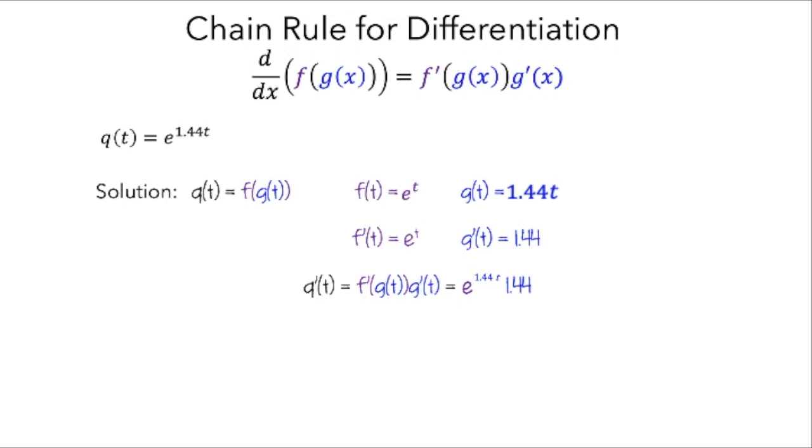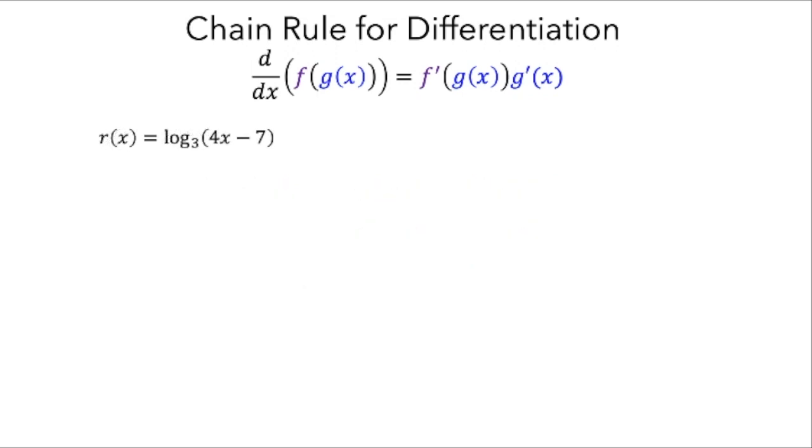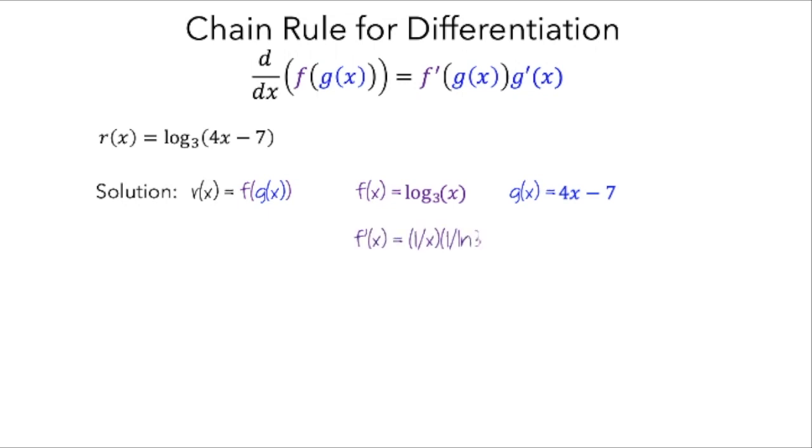Let's look at one more example. Let r be a log function in terms of x. We need to recognize that r is a composite function. Here f, the outside function, is log base 3 of x, and g, the argument, is a linear function 4x minus 7. Next, we need to compute the derivatives of the outside function and the argument. Here, the derivative of f is 1 over x times 1 over natural log 3, and the derivative of g is just 4.